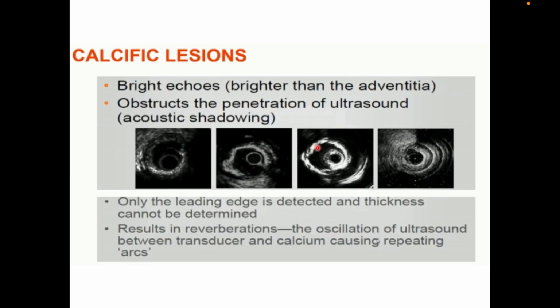And this is now calcification, where it's much denser as compared to the adventitia. It's much brighter, and then there is a dropout zone right behind it. It's all black. You can't see anything where the calcium is. So this is calcification.